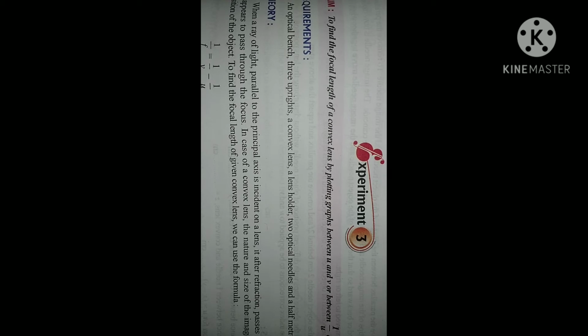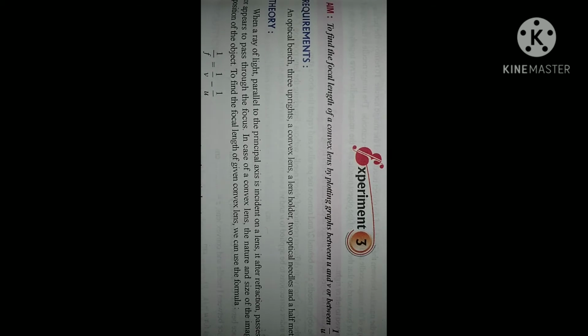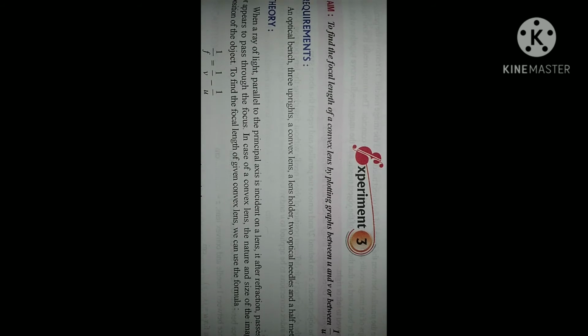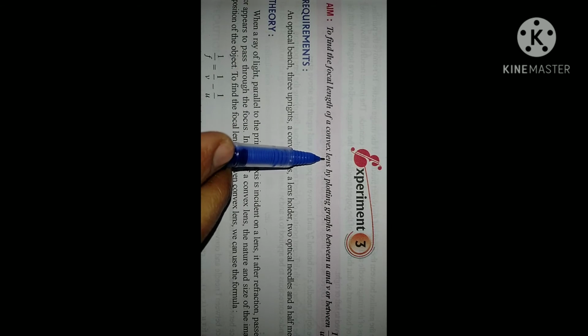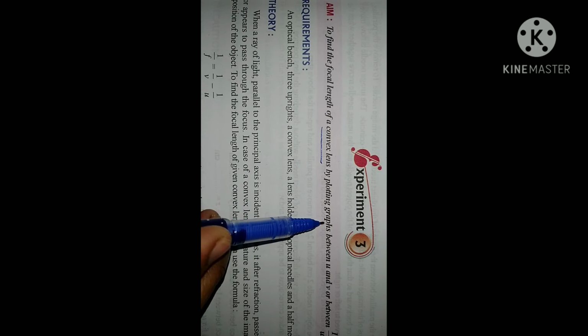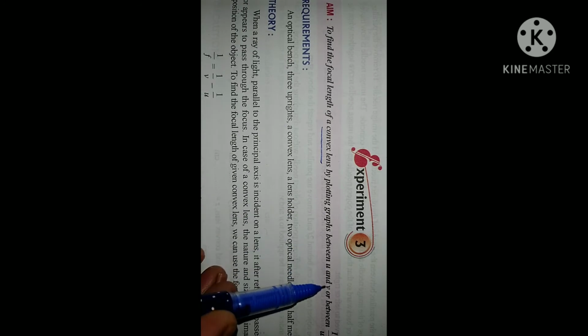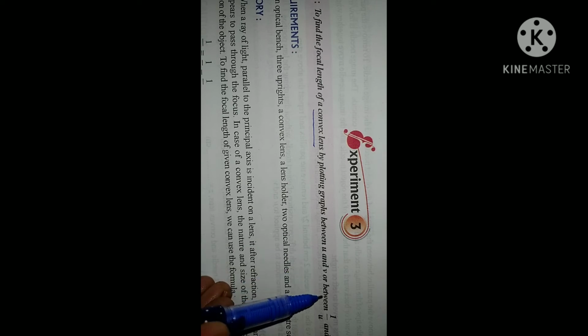Good morning, students. Today we are going to perform our next experiment, and the aim of this experiment is to find the focal length of a convex lens, by plotting graphs between u and v, or between 1 upon u and 1 upon v. Clear? You know that u is the distance between your optical center and the object, and v is the distance between the optical center of the lens and the image.